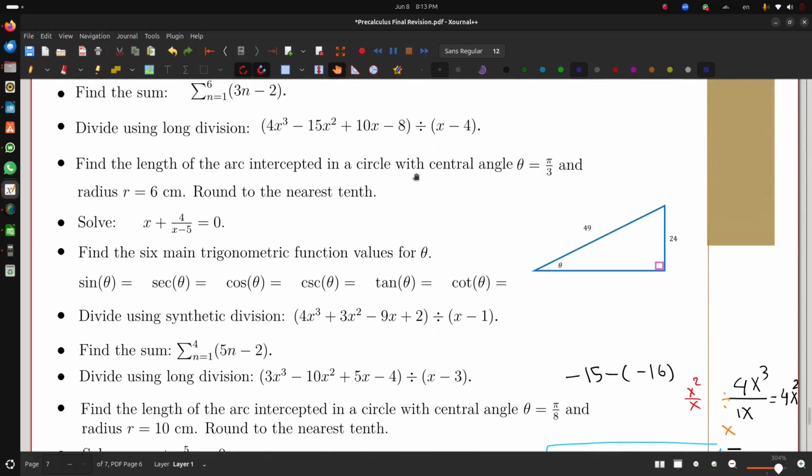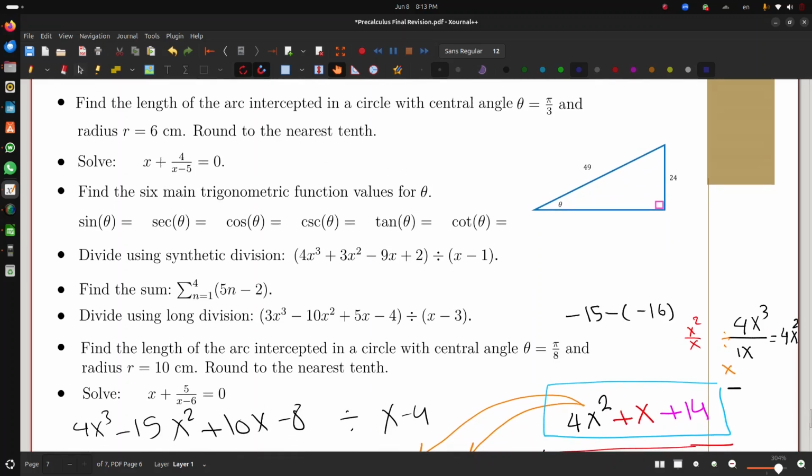Okay, this one is: find the length of the arc. When I'm asking about the length of the arc, it's an easy rule. At first check the angle, it's in radians. It means you have pi, like pi over 3 or pi over 2 or something like this. And to get the length of the arc, you will just multiply r theta. Multiply the radius with the angle.